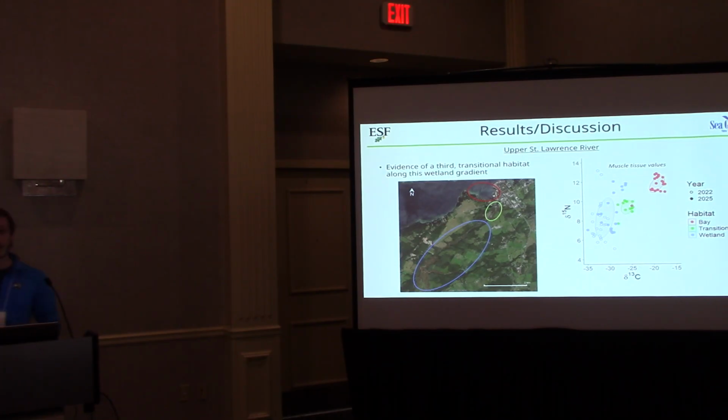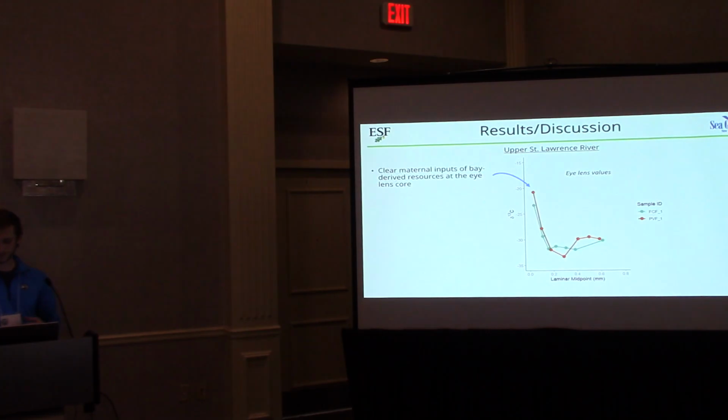So what that tells us is that by recreating the isotope histories through their eye lenses, what we can do is pretty much track these fish as they move down that gradient. At least that's the hope.